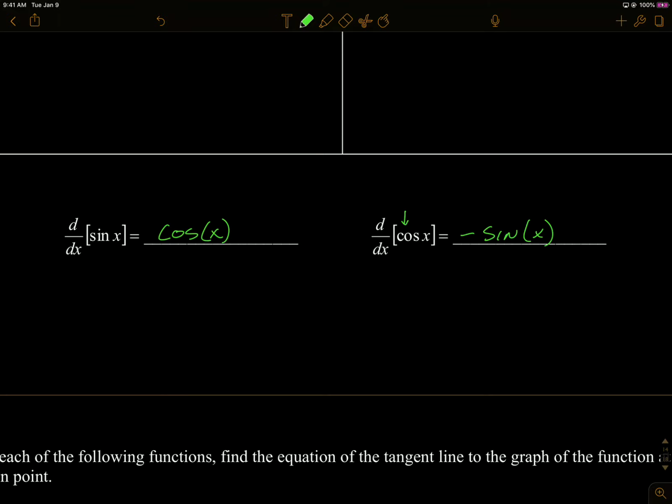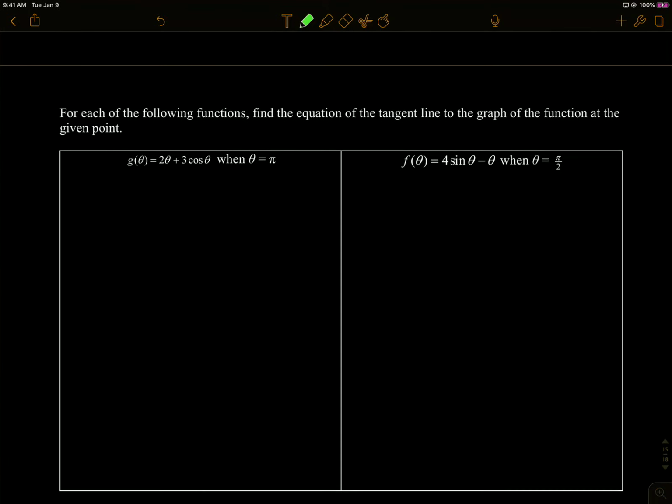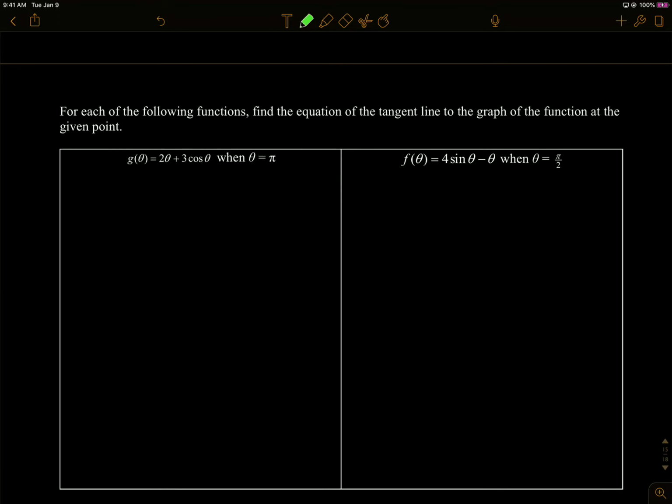All right, so for each of the following functions, find the equation. So we're going to work with this rule for our derivatives of sine and cosine. So let's see here. The derivative, we can go one term at a time. So this is going to be the derivative of 2 theta. You can treat theta like your x, so the derivative is going to be 2.